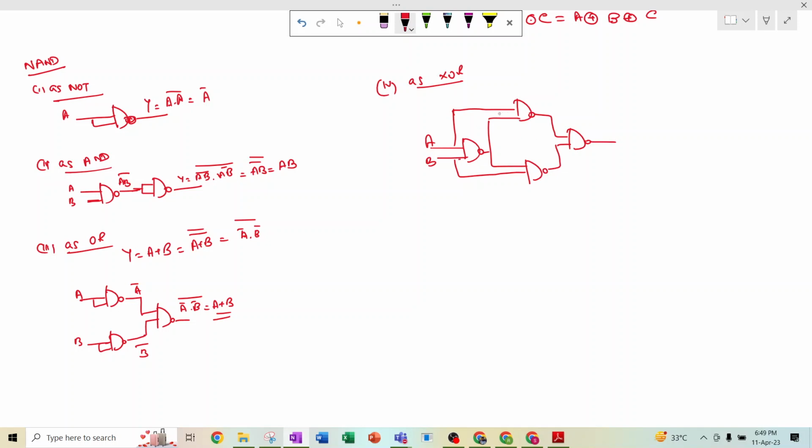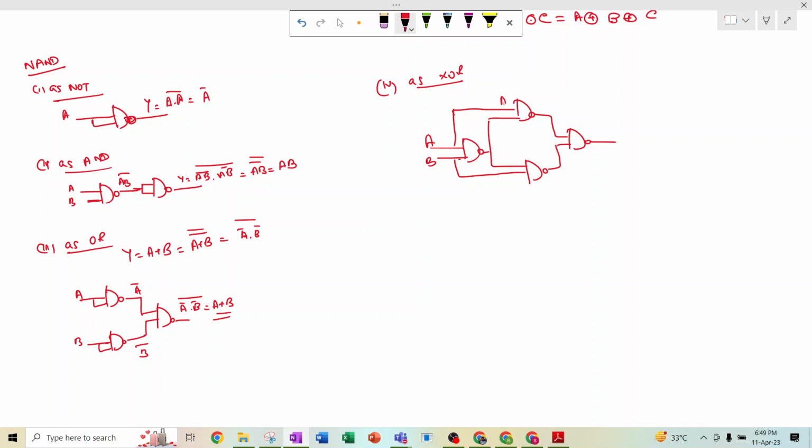So see one thing, you must also know Boolean expressions, how they are used, and the basic Boolean algebra to solve all these questions. Okay, so basically it is used as an XOR gate like this.